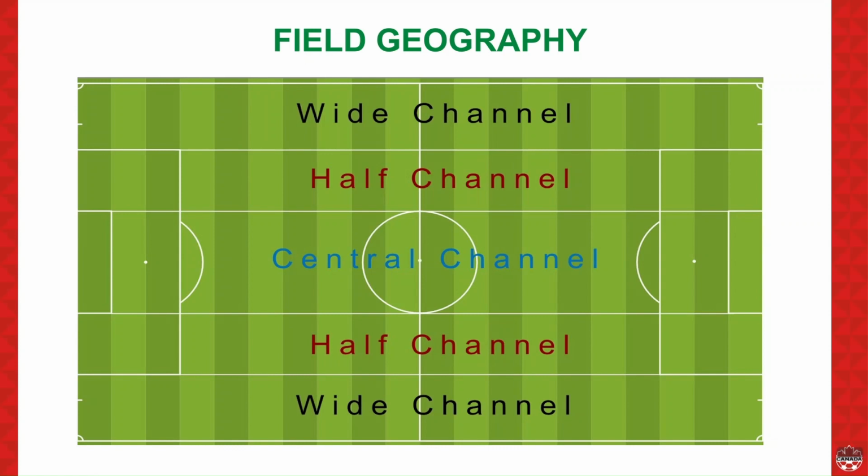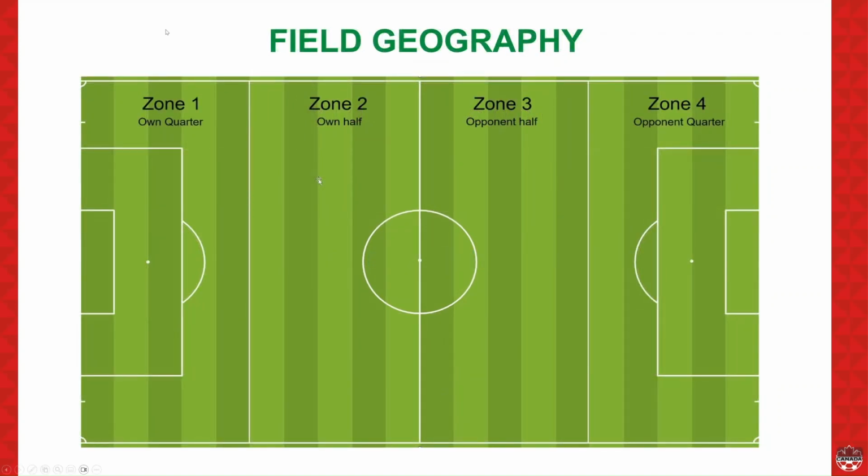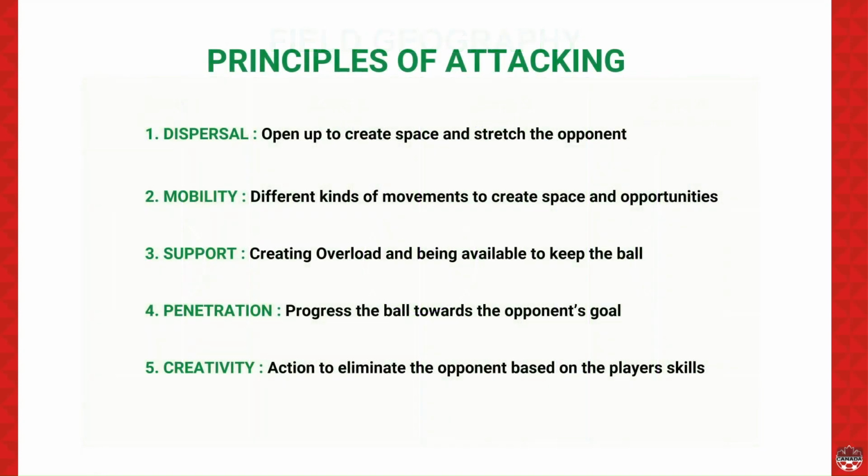I divide the field in five horizontal channels: central channel in the middle, two half channels and two wide channels. Also, I divide the field in four vertical zones, zone 1 and zone 2 in our half, zone 3 and zone 4 in the opponent's half. Zone 1 is build up, zone 2 is build up and can be a creative channel. Zone 3 is a creative channel, and zone 4 is for the final act.